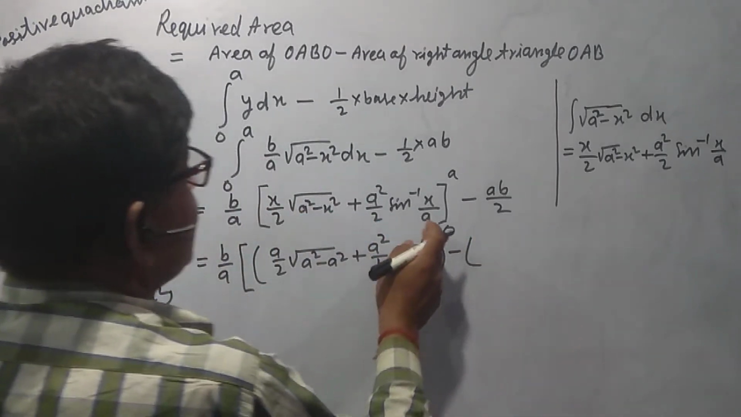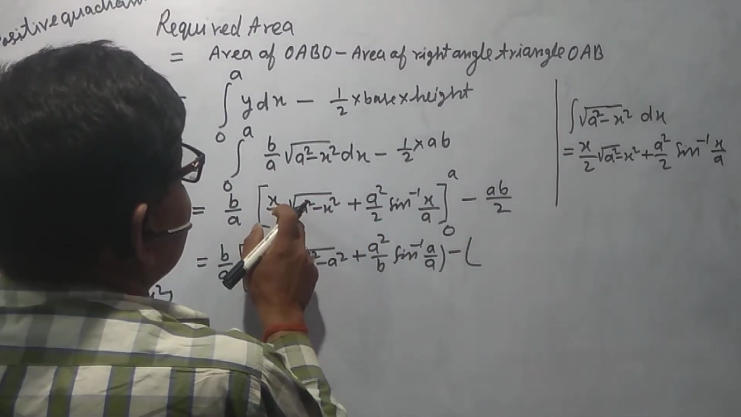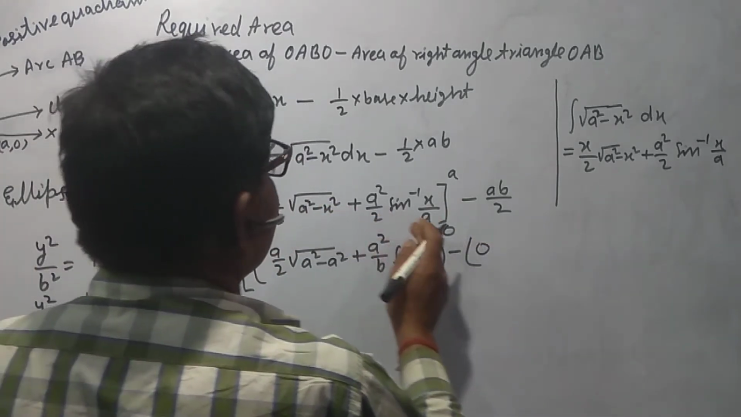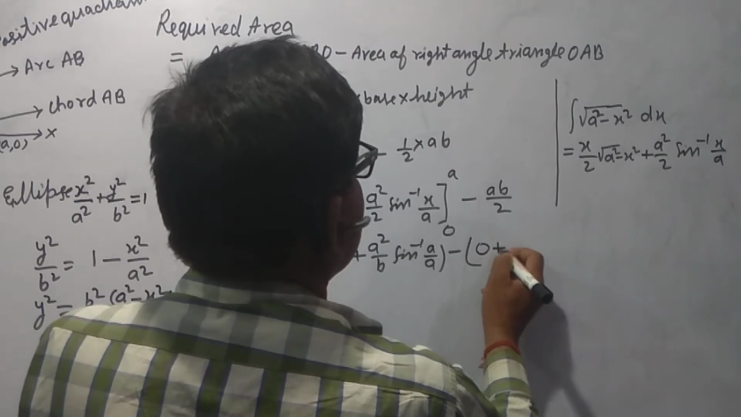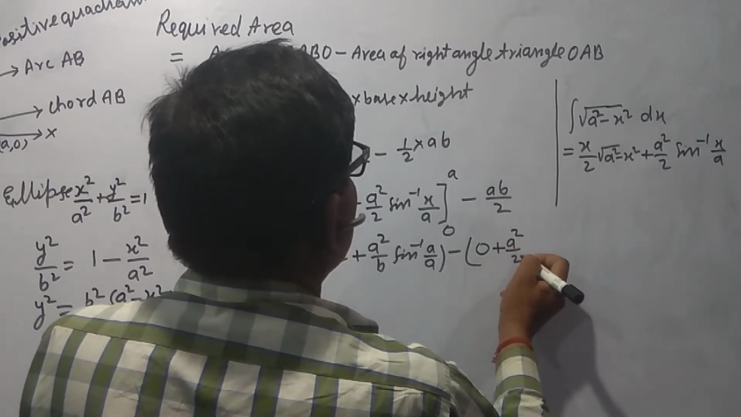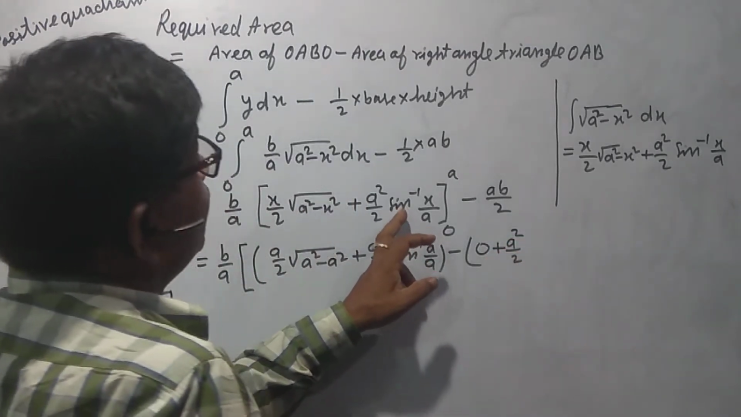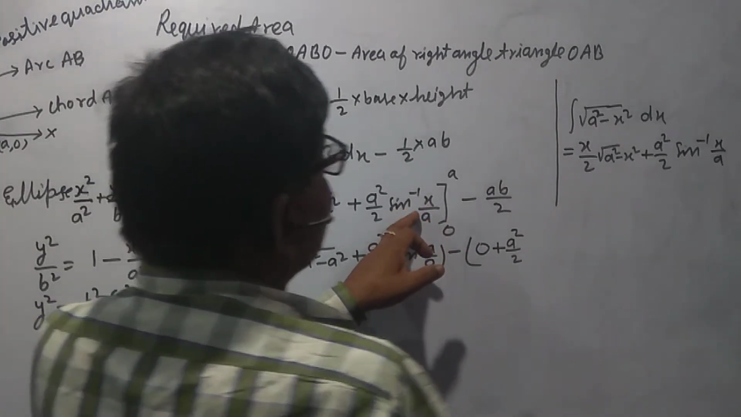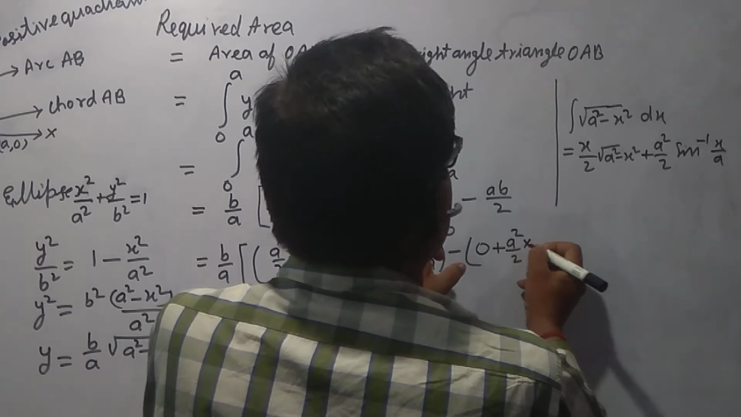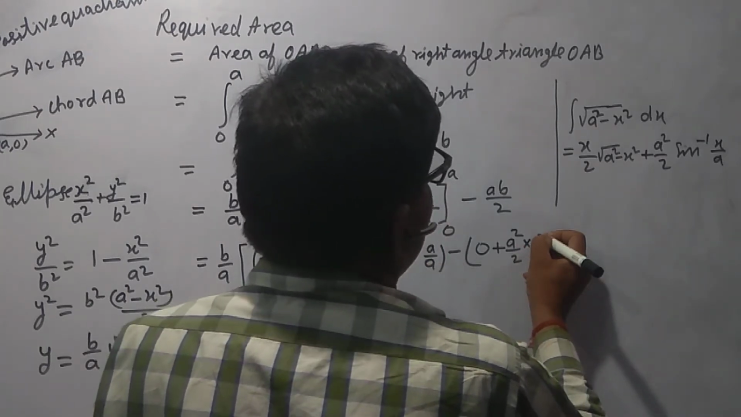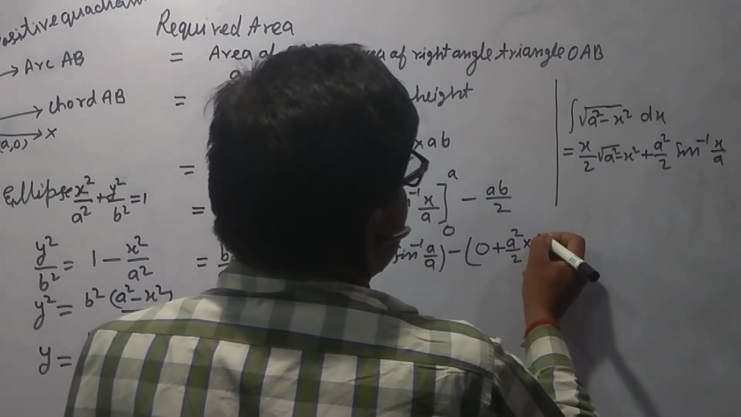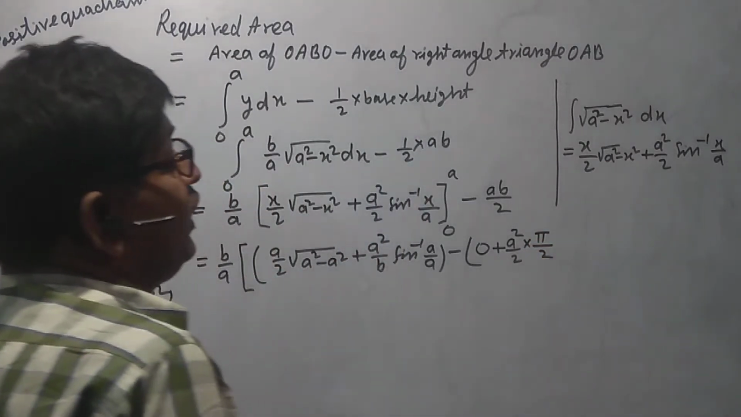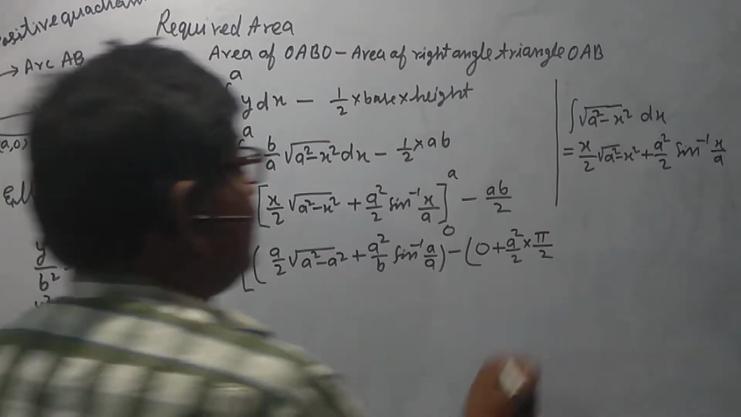In this case, putting x is equal to 0, this is equal to 0, and in this case plus a square by 2, and x is equal to a, so a by a is 1, sin inverse 1. It means that this is equal to sin inverse 1, which is pi by 2 here, because sin 90 degree is equal to 1.